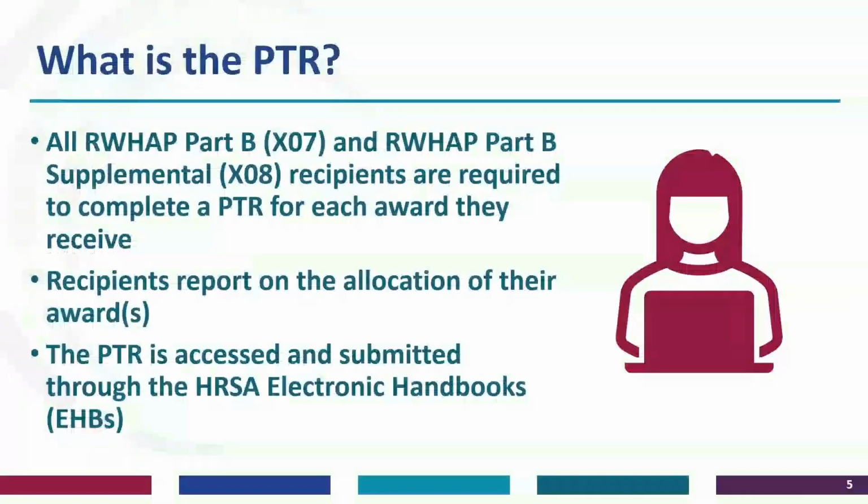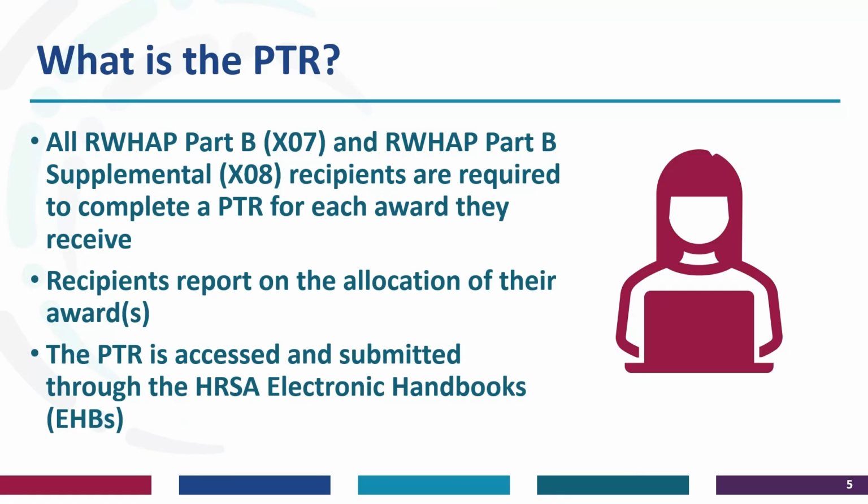So let's get started with some background information. All Part B X07 and Part B Supplemental X08 recipients are required to complete a PTR for each of their awards. You'll complete a separate PTR for each one that you receive. So if you have both a Part B and a B Supplemental award, you'll have two separate PTRs that you need to do.